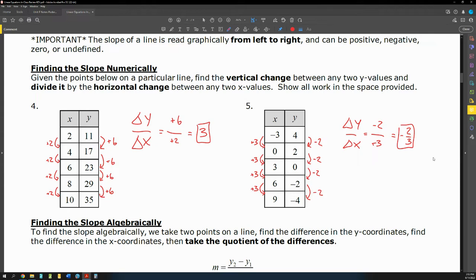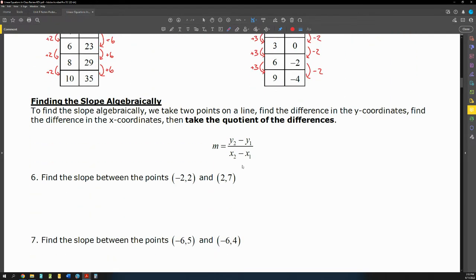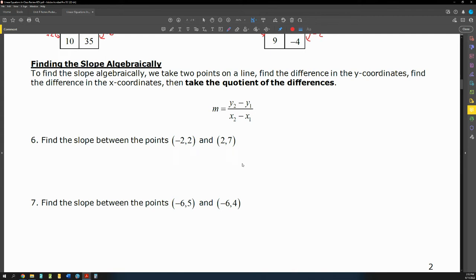Next up, let's find the slope algebraically. So whenever we're given 2 points on a line, we can find the slope between those points using the slope formula, y2 minus y1 over x2 minus x1. So let's find the slope for number 6 between the points negative 2, 2 and 2, 7. First thing I like to do is just label the points x1, y1, and x2, y2. These are xy coordinates on the coordinate plane.